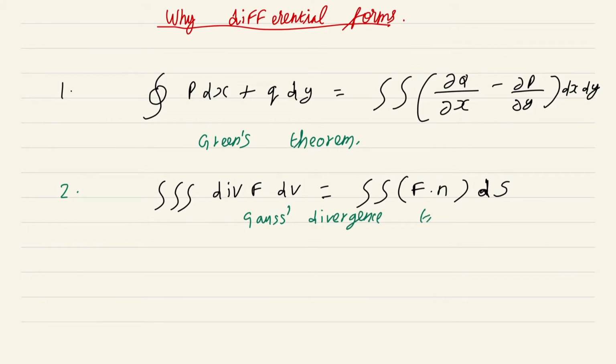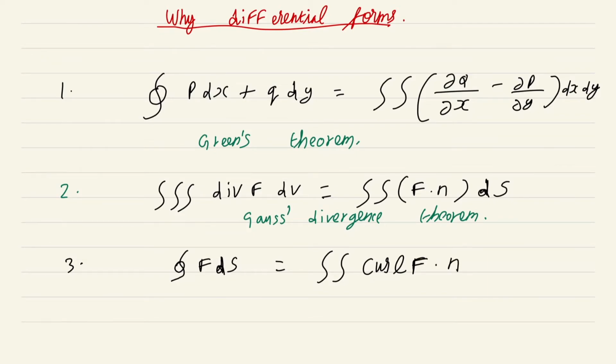And the third result that you would have studied in classical vector analysis is the one involving a curl, the curl of a vector field. This says that the line integral of a vector field with respect to arc length is nothing but the double integral of the curl of F dot the normal vector, and this side is a surface integral.